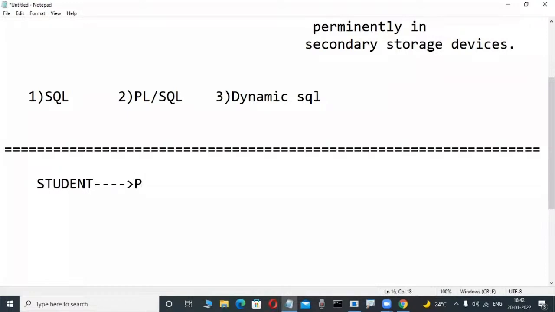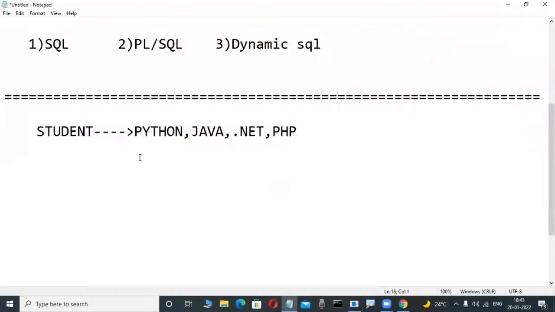Nowadays they are learning Python, Java, .NET, ASP.NET, and PHP, these types of front-end, web-based applications. These persons are web-based application programmers. Web-based is also possible in Java or Python. For these web-based application programmers, on the project side, minimum knowledge of a database is compulsory.